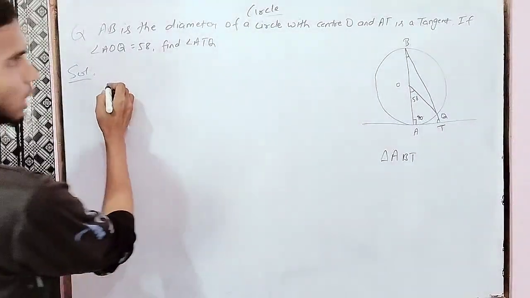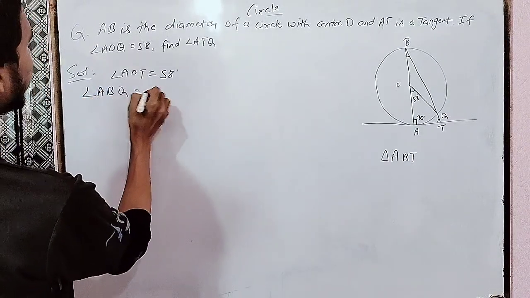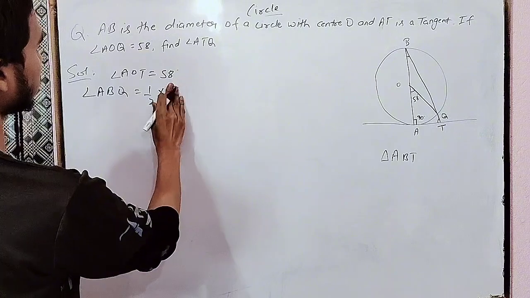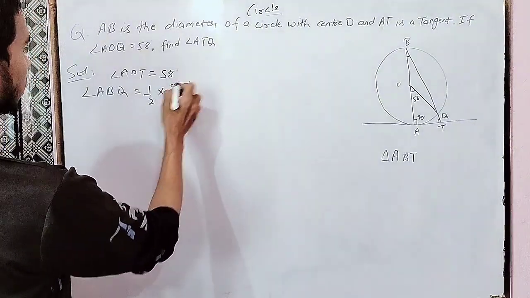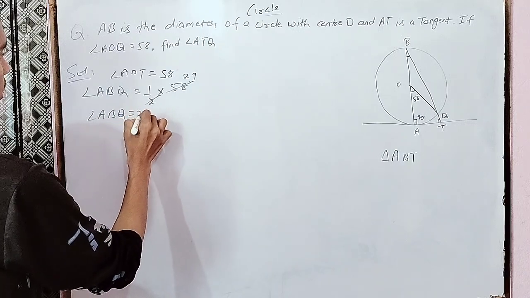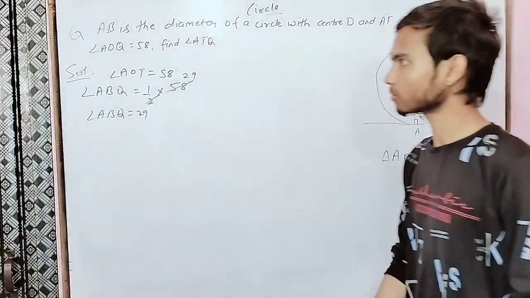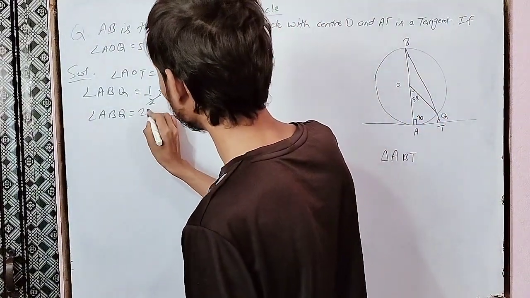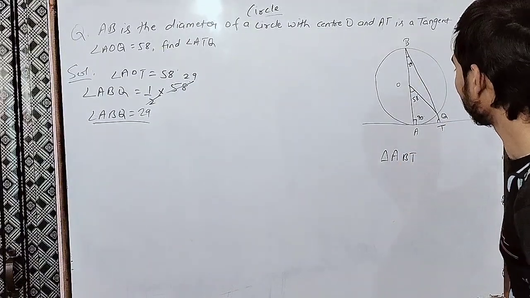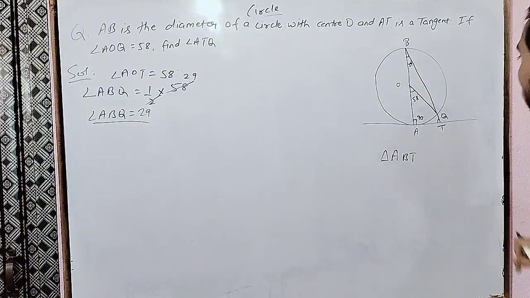So okay, AOQ is given which is 58. So here angle ABQ will be 1 by 2 of 58. Okay, 58, half of it is 29. Angle ABQ is 29. Okay, 29. So the meaning of this is what? It is saying this is 29. Now we have the measure of this angle, and we can find the measure of the other angle.